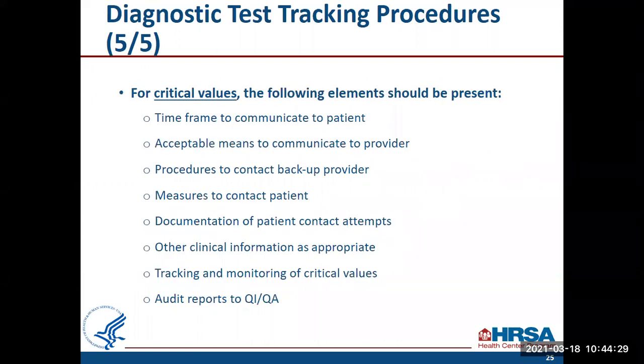For critical values, the following elements should be present: time frame to communicate to the patient, acceptable means to communicate to the patient, procedures to contact the backup provider, measures to contact the patient, documentation of patient contact attempts, other critical clinical information as appropriate, the tracking and monitoring of critical values, and audit reports to QI, QA. For all tracking, including diagnostics, the documentation of your actions is key.